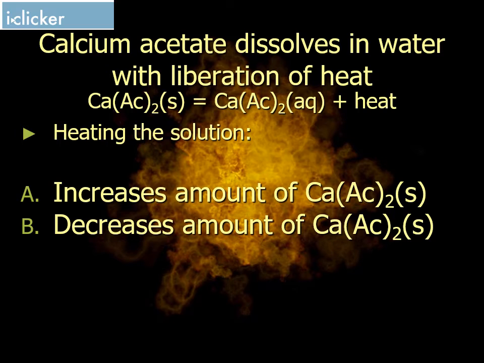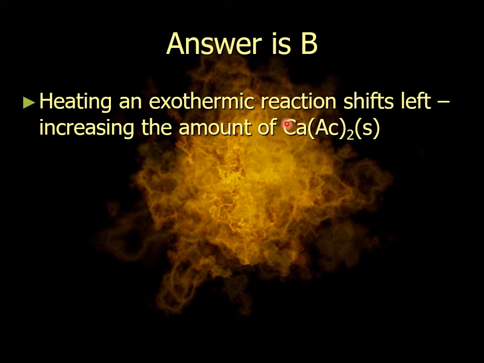Think about it, pause the narration, answer on the next slide. And the answer is B. Heating an exothermic reaction would shift it to the left, increasing the amount of calcium acetate in the solid state. Overall, reducing the amount in solution, increasing the amount in the solid.